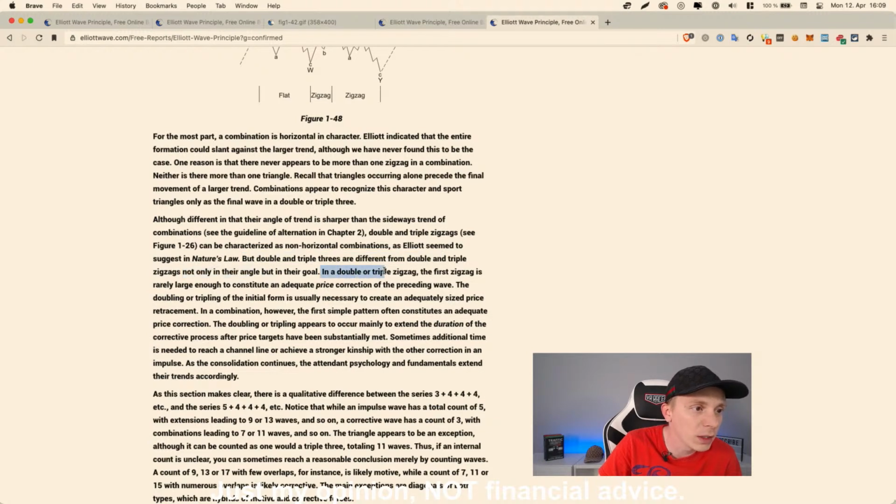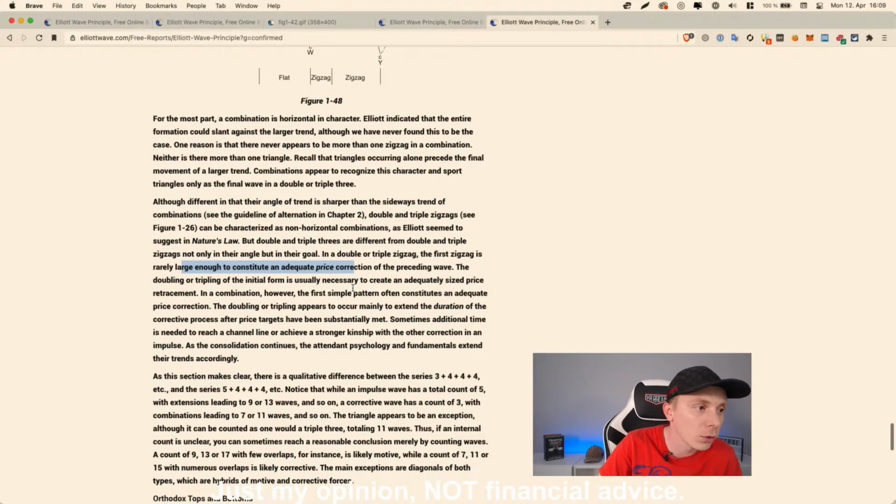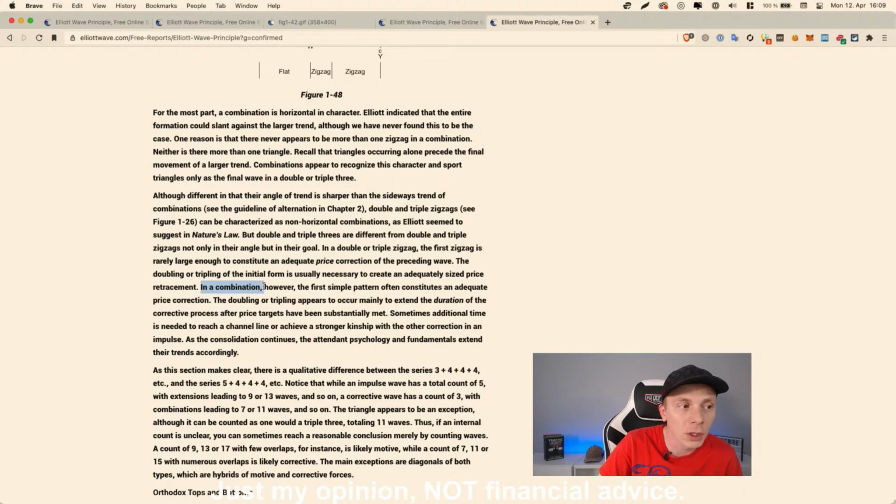In a double or triple zigzag, the first zigzag is not large enough to constitute an adequate price correction, and with more zigzags it actually gets to the right size. In a combination, so in a double three or triple three, the first simple pattern often has an adequate price correction. The doubling or tripling appears to occur mainly to extend the duration.